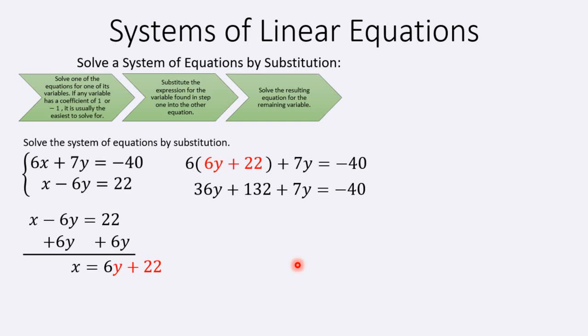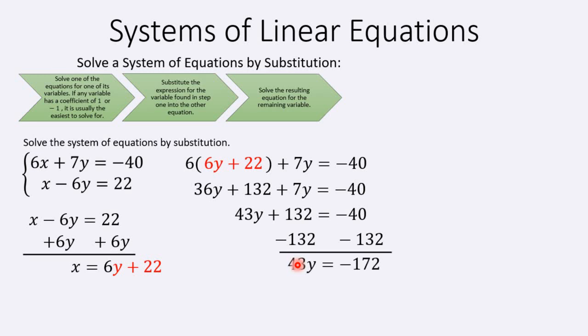I distribute, I get 36y plus 132 plus 7y is equal to -40. Then I'm going to combine like terms. 36y plus 7y makes 43y. And then I'm going to subtract 132 from both sides. 43y is equal to -172. And then I divide both sides by 43. This is going to give me -4. y is -4.